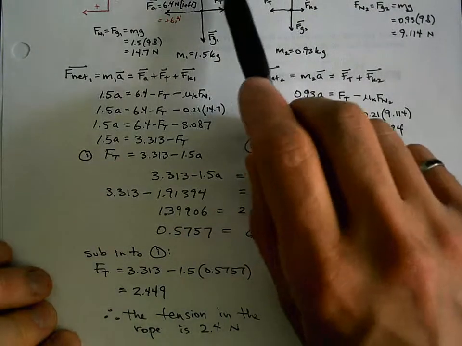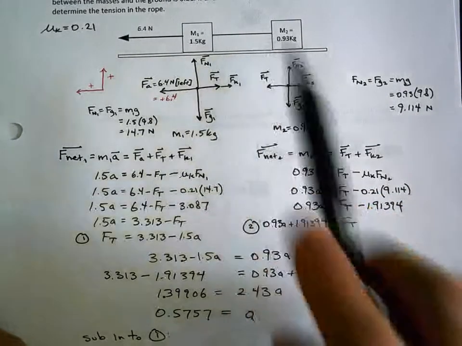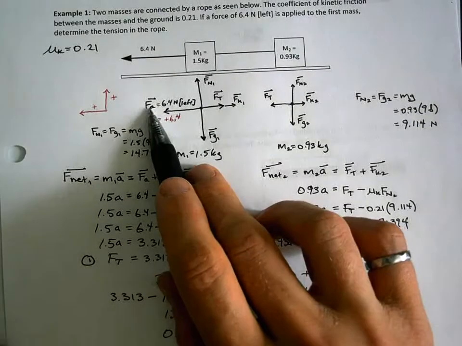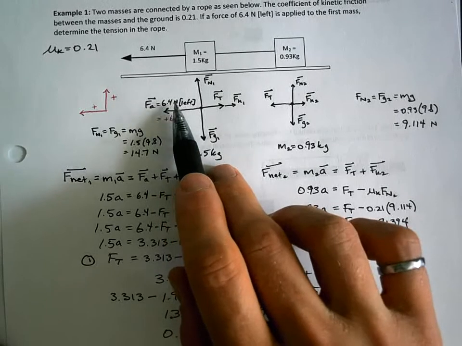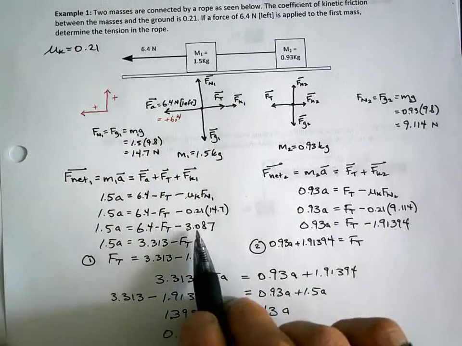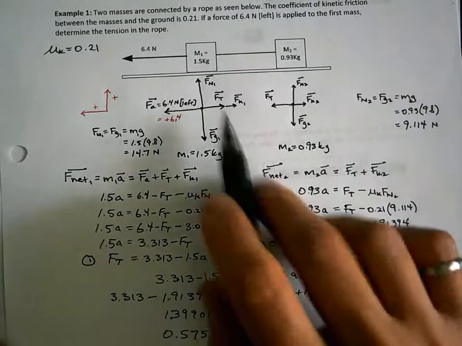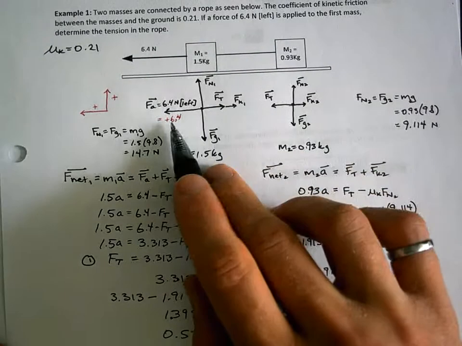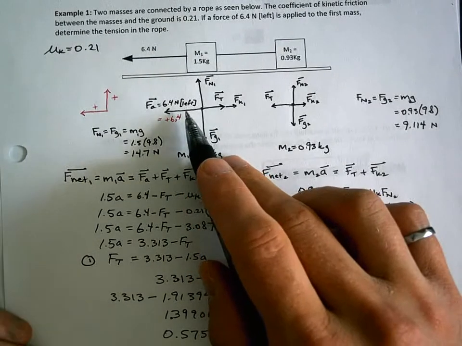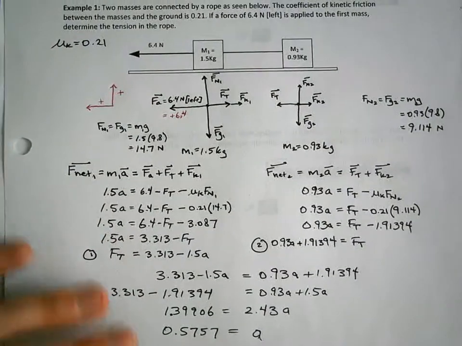We know for this block the tension's pulling to the right, and for this block the tension's pulling to the left. Does this number make sense? 2.4. Well, we know here that we're pulling with 6.4 newtons. We know that these two cannot be more than 6.4 newtons. There's approximately 3 newtons of friction, and then there's 2 newtons of tension. And so there's the leftover newton and a half of force is causing the acceleration. So the number makes sense. Phew, what a fun question.